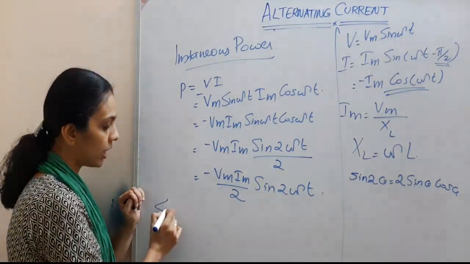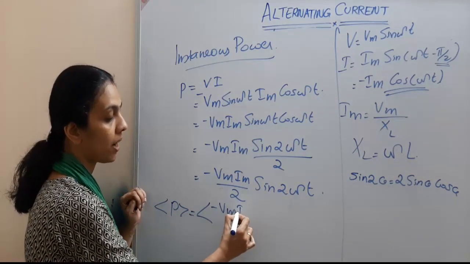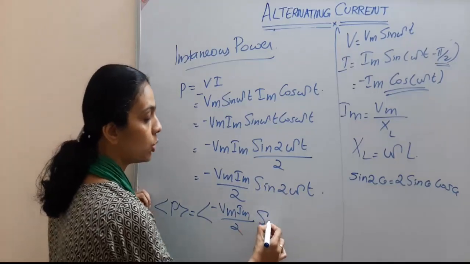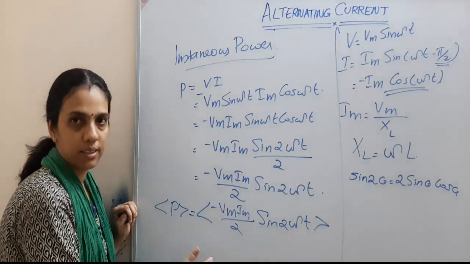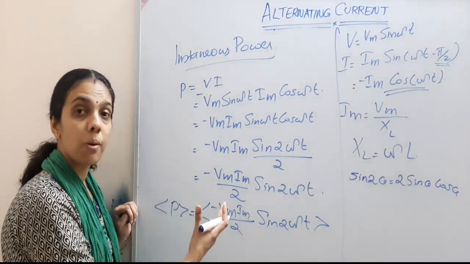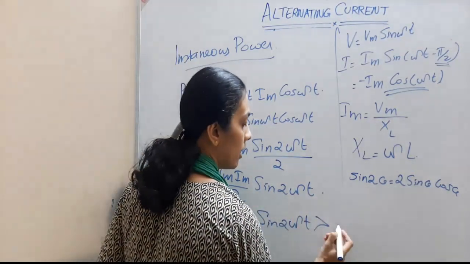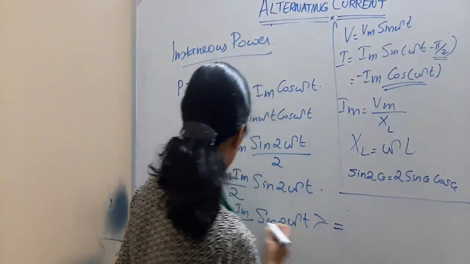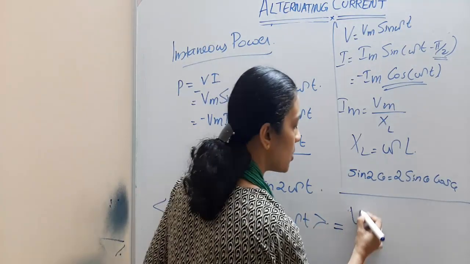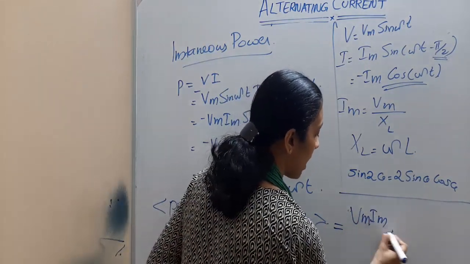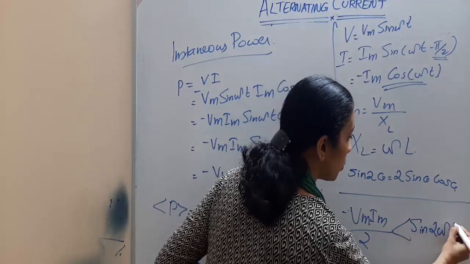Then what will be the average power? Average power P equals the average of minus Vm Im by 2 sin 2 omega t. Here Vm Im by 2 is a constant, right? The maximum value of voltage and maximum value of current are constant, so we can take it outside. Therefore we get Vm Im by 2 times the average of sin 2 omega t.